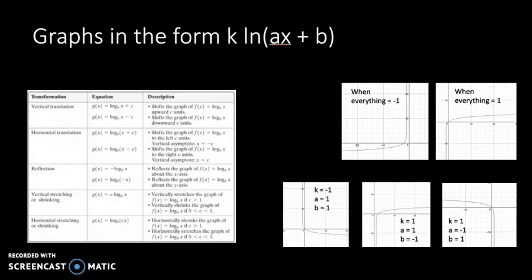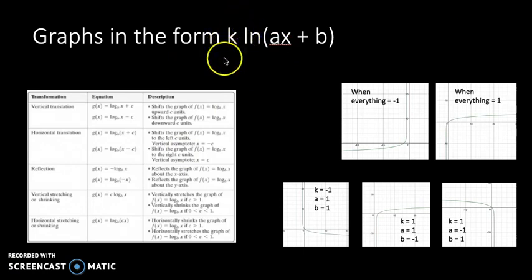Also need to know how to plot graphs in the form k times the natural log of ax plus b, where k, a, and b are all integers. So again, I've done the same thing. I put some graphs here to help you visualize what each one does, as well as this box here explaining the transformations that can happen. B is going to account for a horizontal translation, aka if it's moved left or if it's moved right.